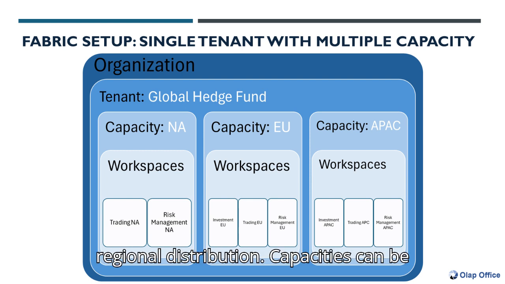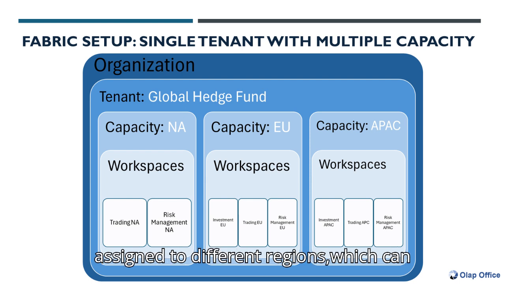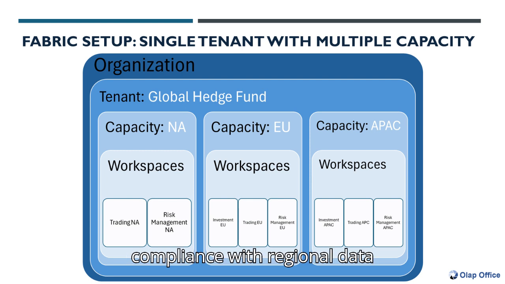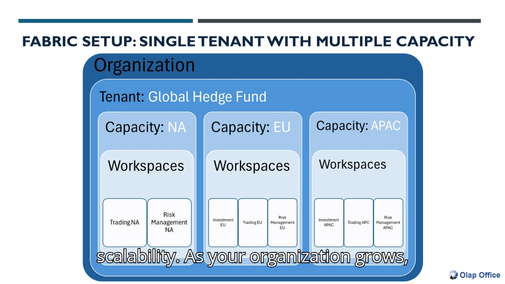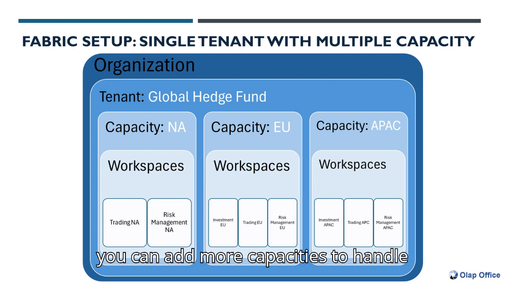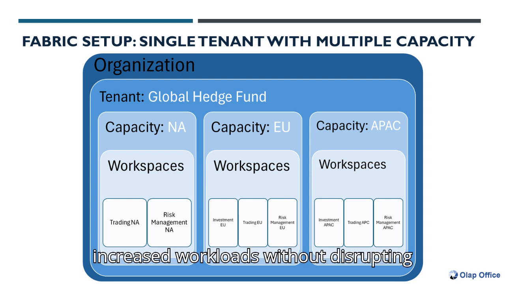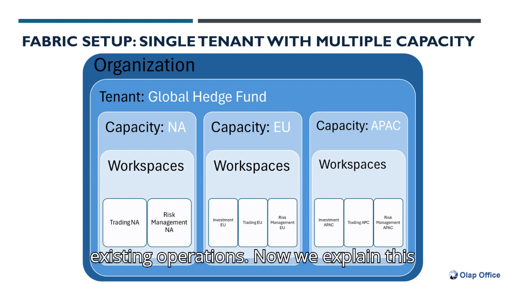Fourth, regional distribution. Capacities can be assigned to different regions, which can help in optimizing performance and compliance with regional data regulations. Fifth, scalability. Multiple capacities allow for better scalability. As your organization grows, you can add more capacities to handle increased workloads without disrupting existing operations.